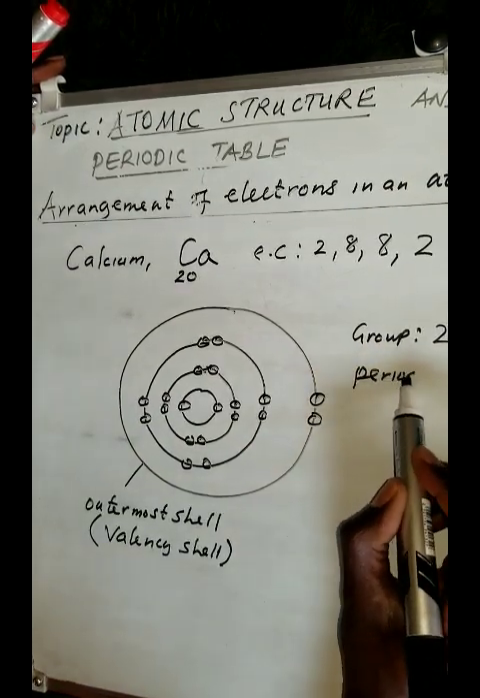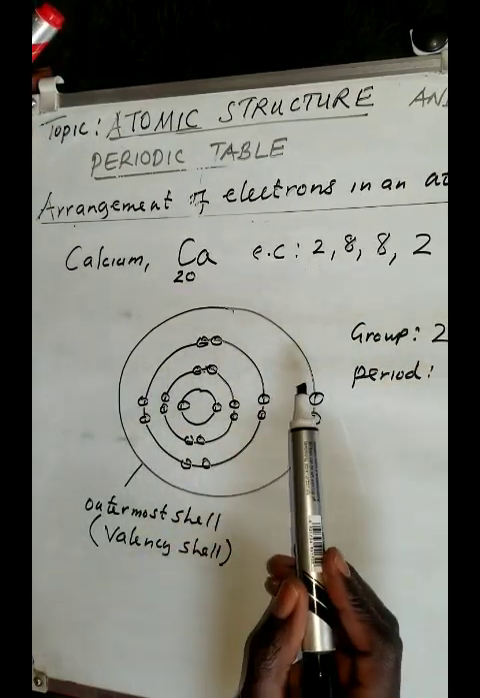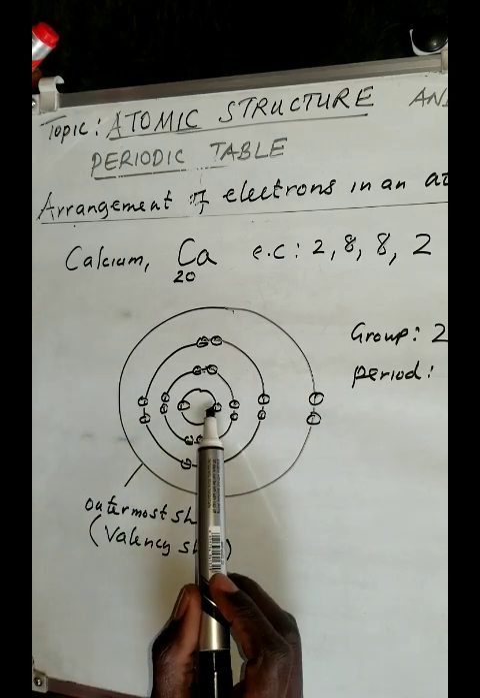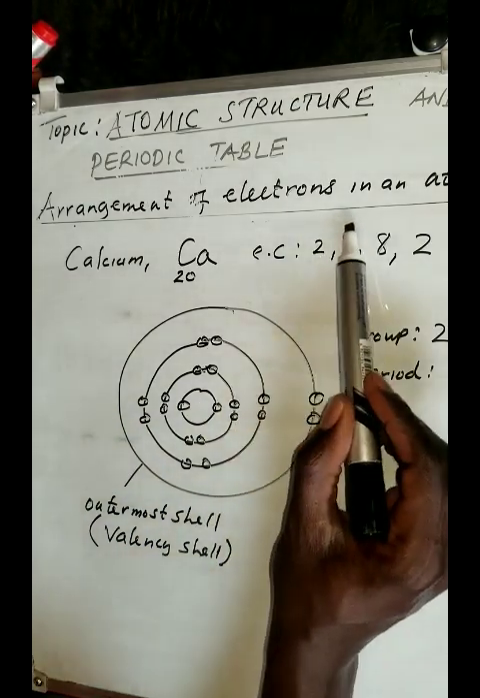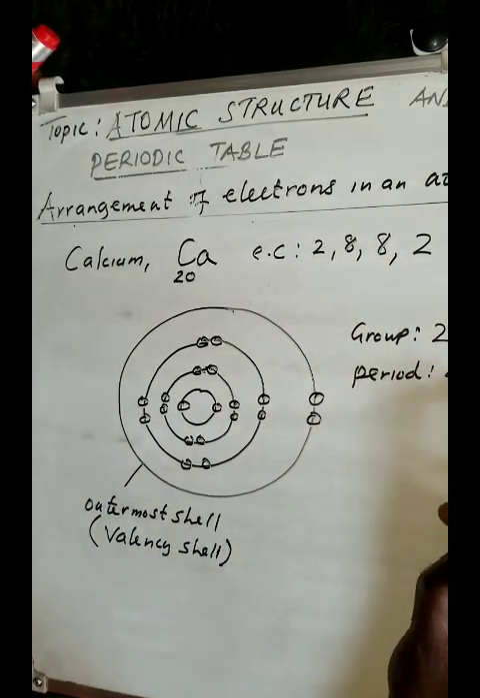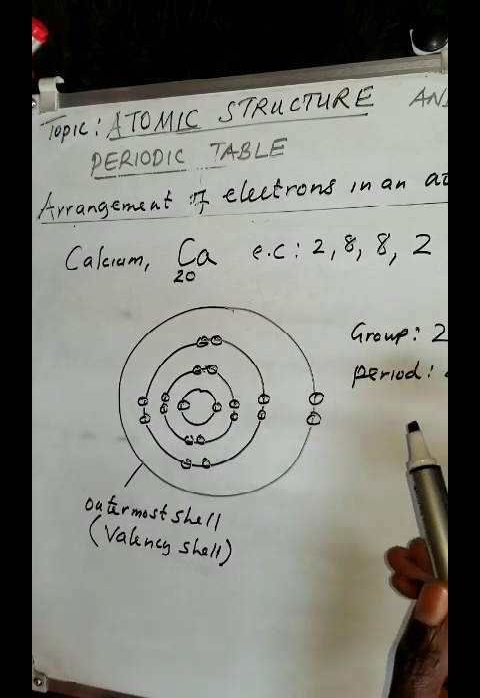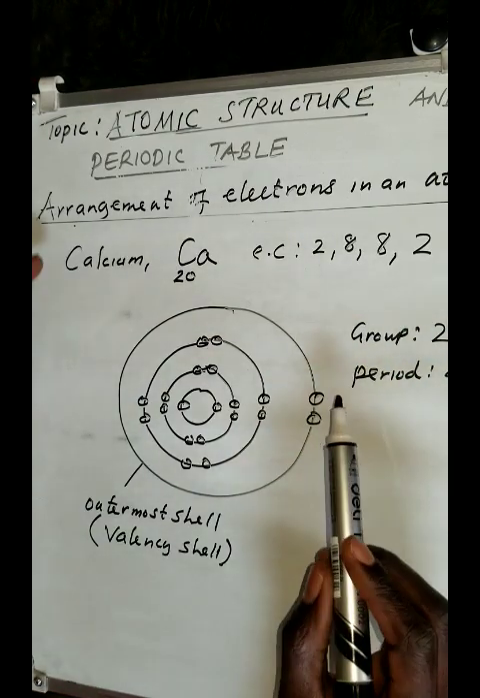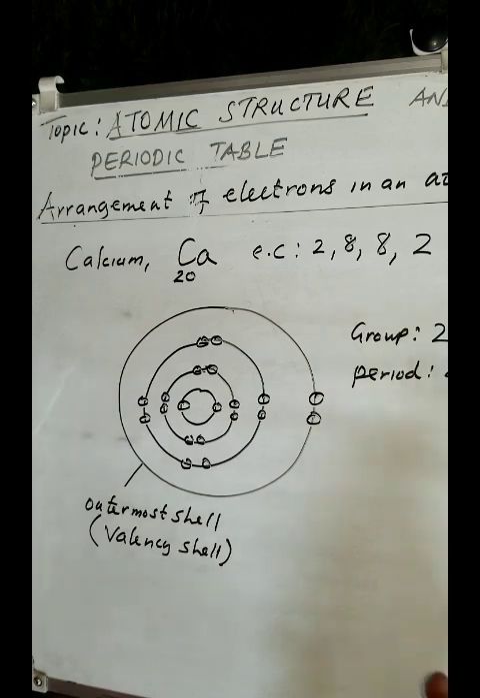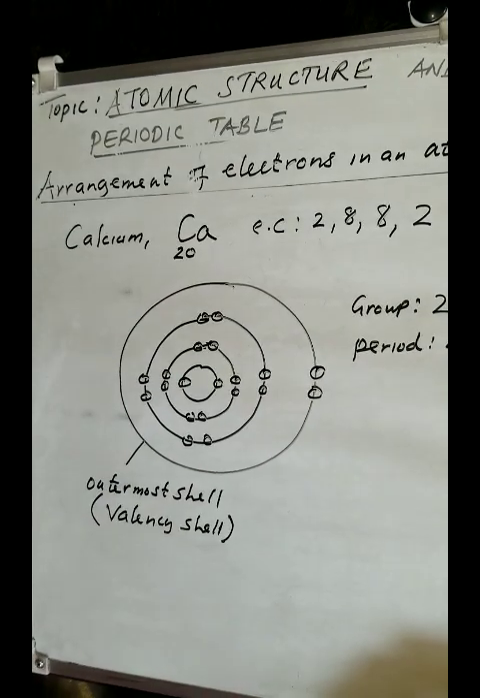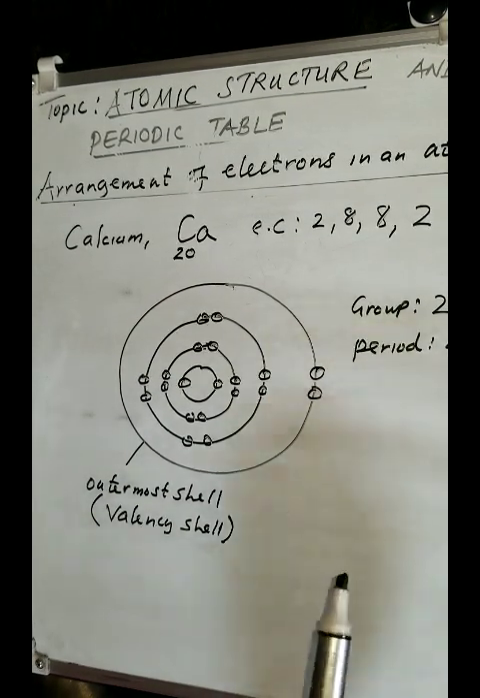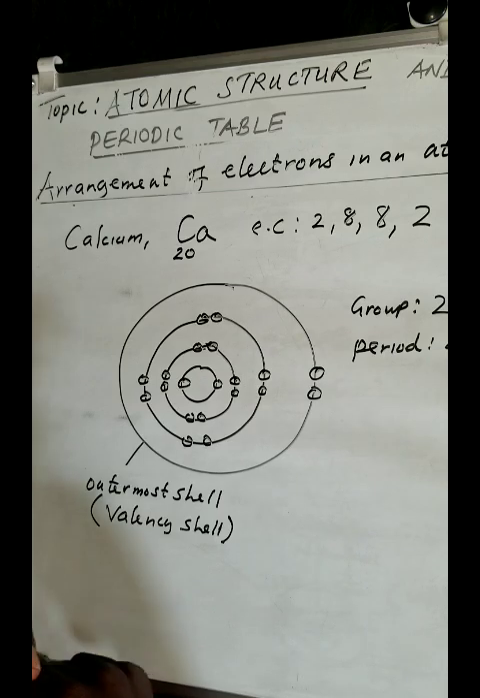In which period does this element belong? How many shells have been filled with electrons? 1, 2, 3, 4. So it belongs to period 4. And if you go on the periodic table, you'll be able to see that calcium belongs to group 2 and is found in period 4. So that is the way you can do the electronic arrangement.